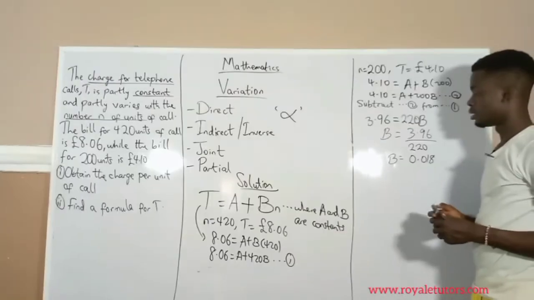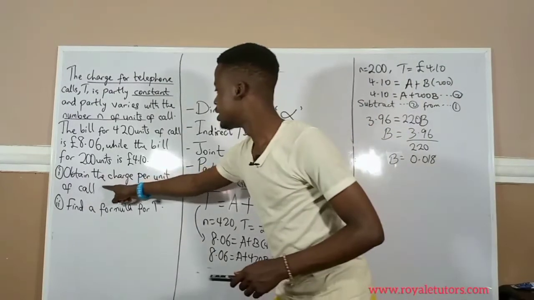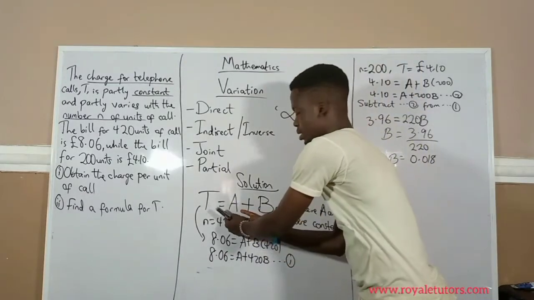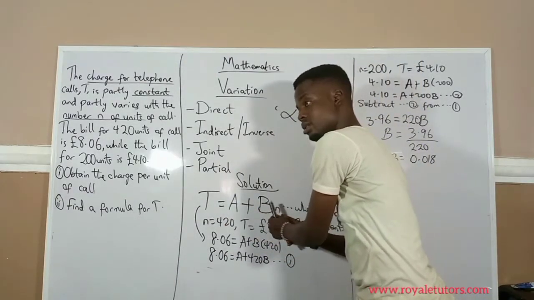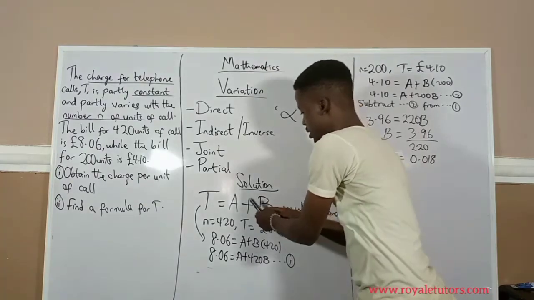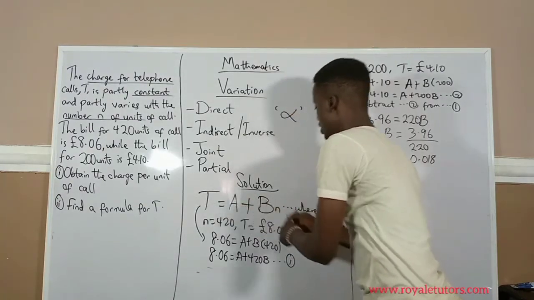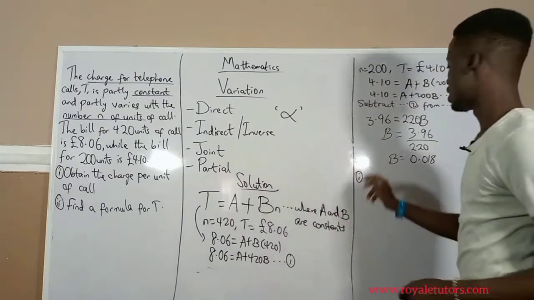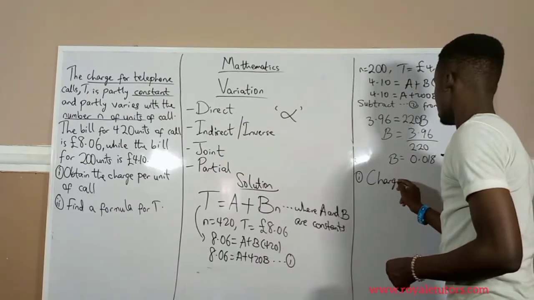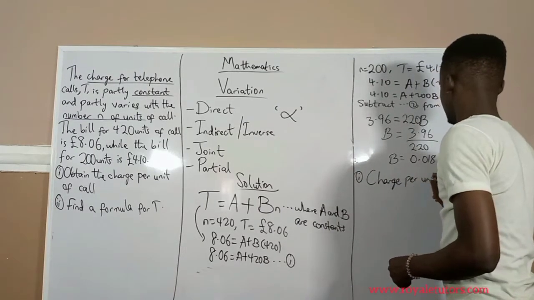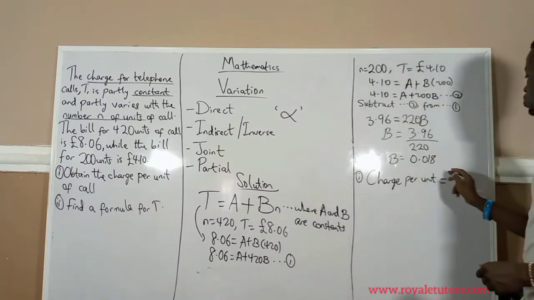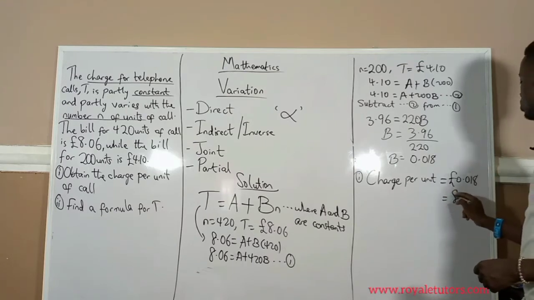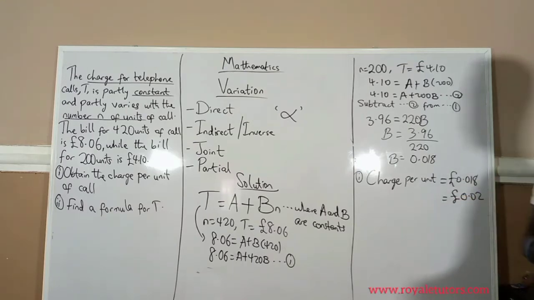Because the first question says to obtain the charge per unit of coal. If you look at what we started with, this is the fixed price, while this one is the charge per unit. So if you have 2 units, you will be multiplying 2 by this and then adding it to the fixed price. So this B represents the charge per unit, which is what they asked us to find. The first one, the charge per unit, is equal to B, which is 0.018 pounds, which can actually be approximated to be 0.02 pounds.